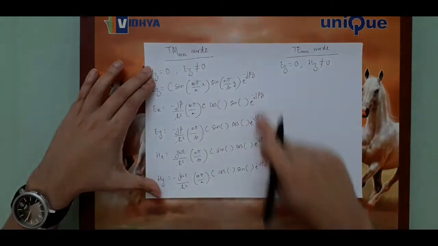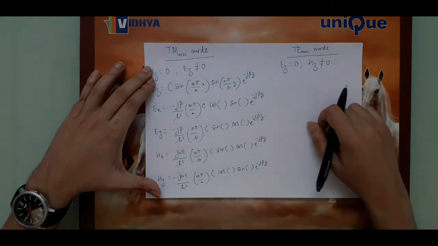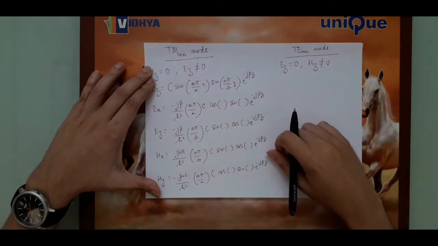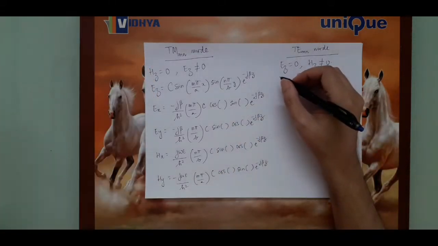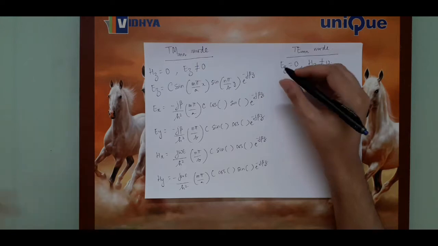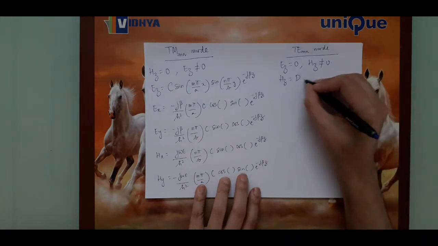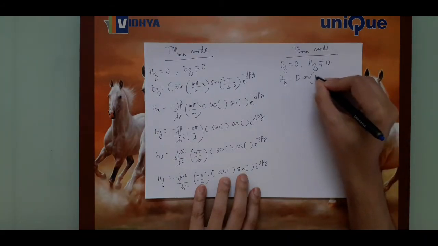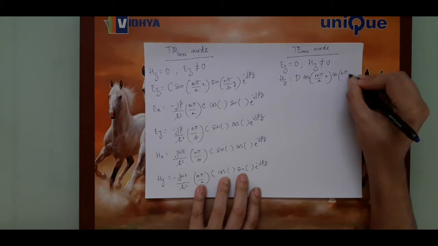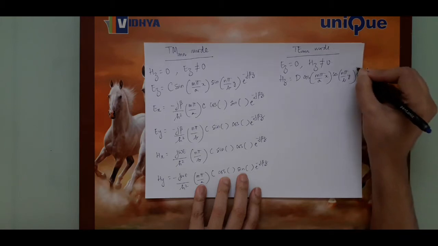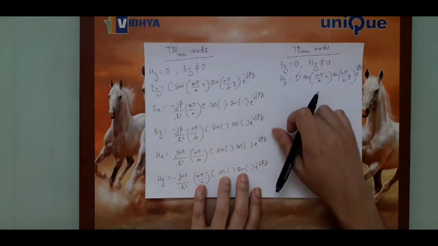So as you can see, all of these components have an e raised to minus j beta z component, which indicates a wave that is traveling along the plus z direction. So this is for TM. In case of TE, we had seen that the Hz is of a very similar form with some constant d, cos m pi by a x times cos n pi by b y times e raised to minus j beta z. So that is how it is.